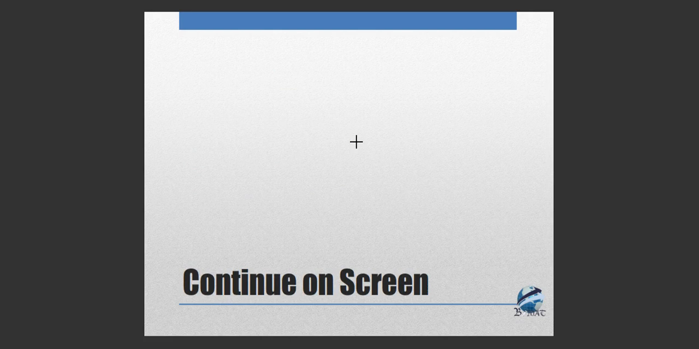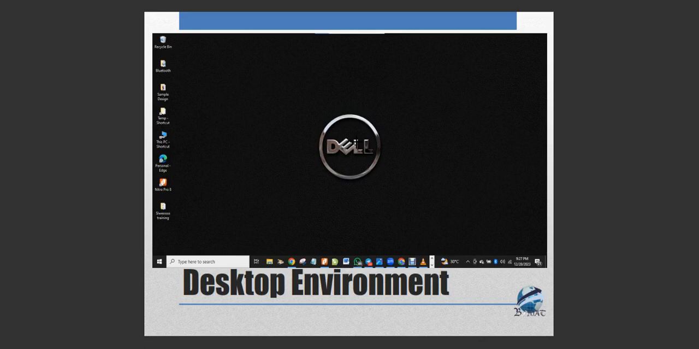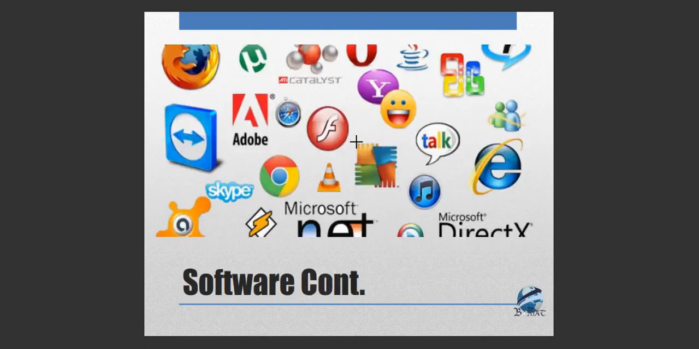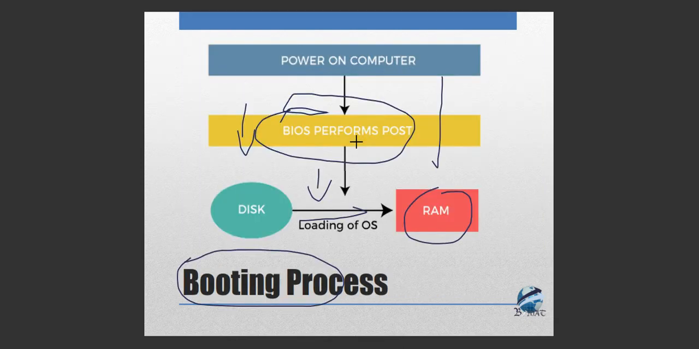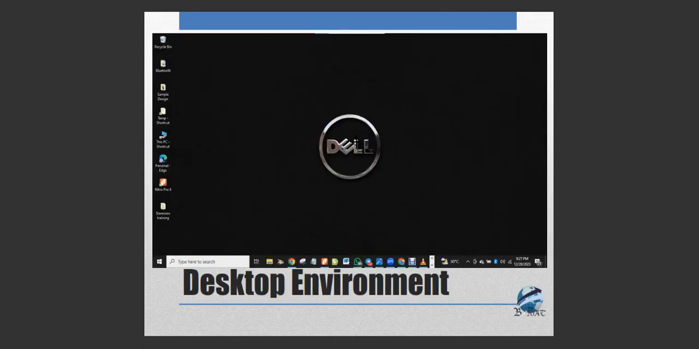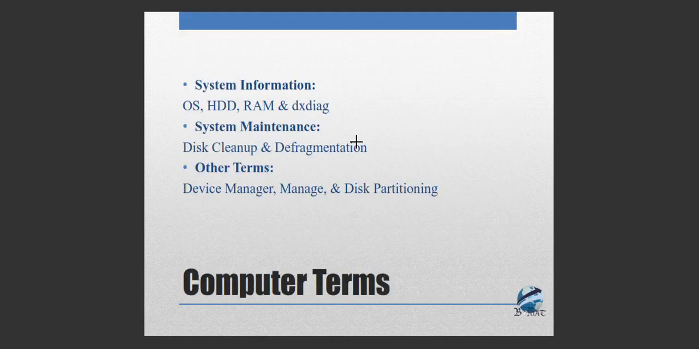So don't forget what we did today, talking about the software. We mentioned application software and system software. We've talked about booting, the relationship also. We talked about cold booting and warm booting. Then we have the desktop environment. Then we understand keyboarding. Then we go into this. So I won't close this because I don't want the time to be long.